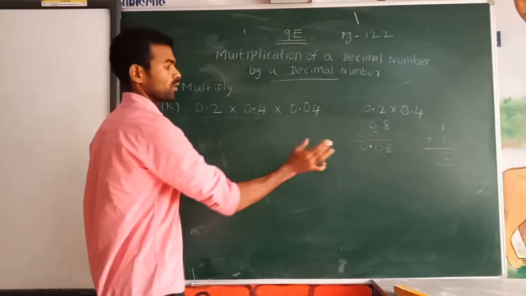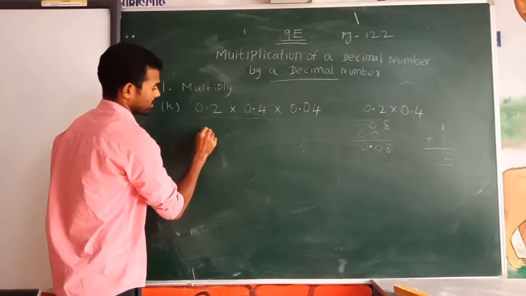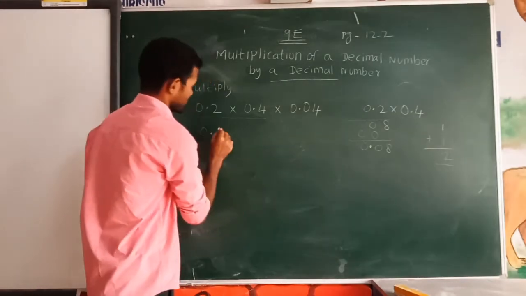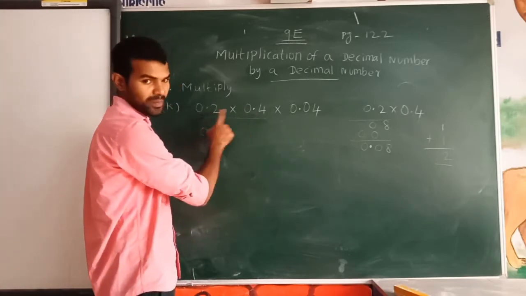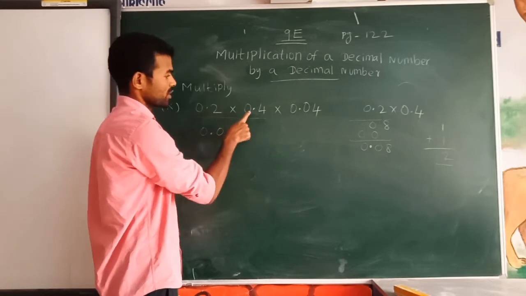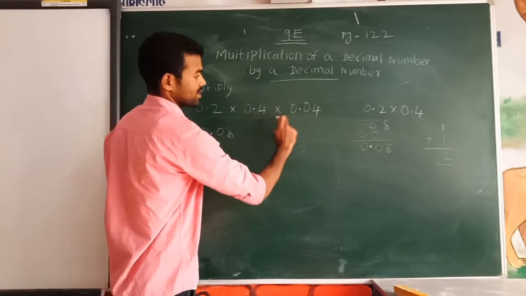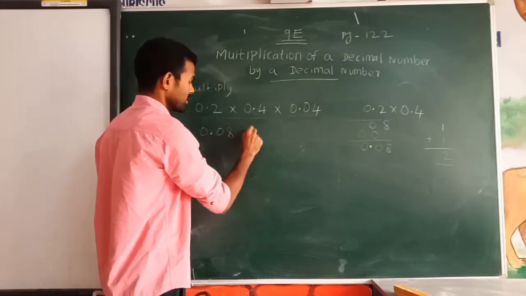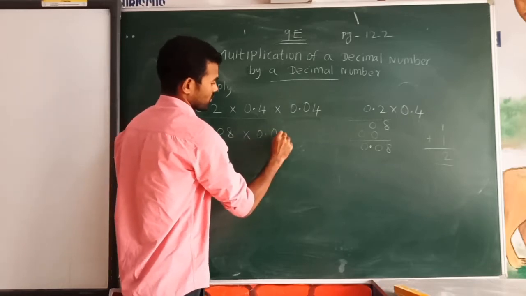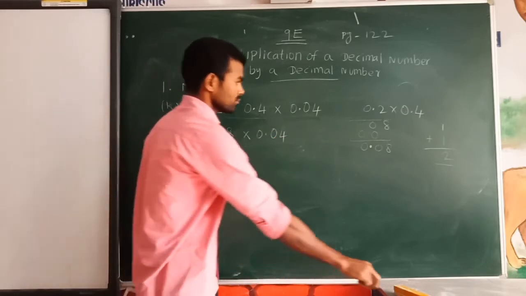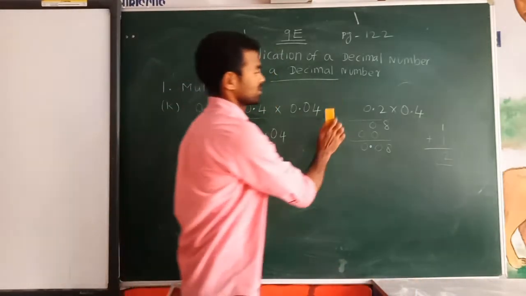Got it. So now we know this answer, 0.08. We multiplied these two numbers: 0.2 multiply 0.4, the answer is 0.08. Then, afterwards, take the third number, 0.04, and multiply. We have to multiply these two numbers now.